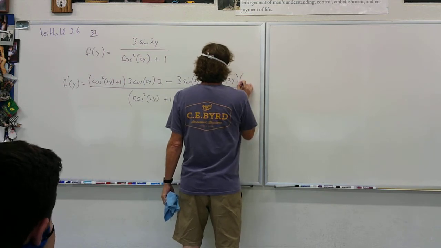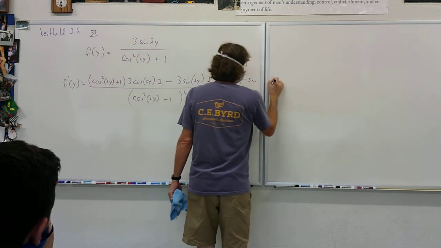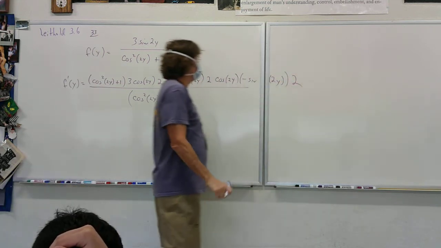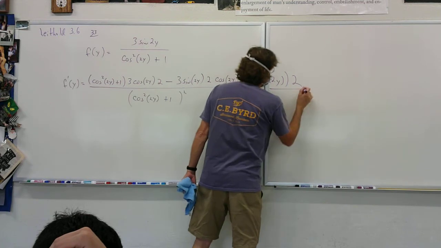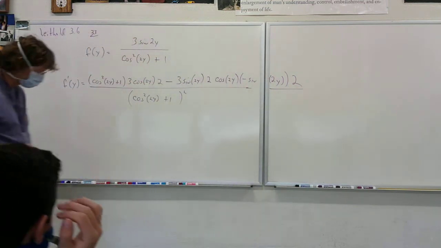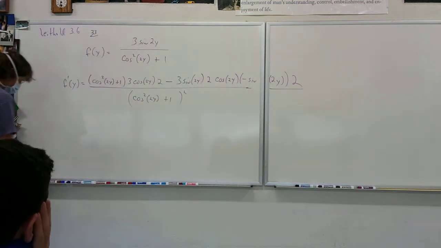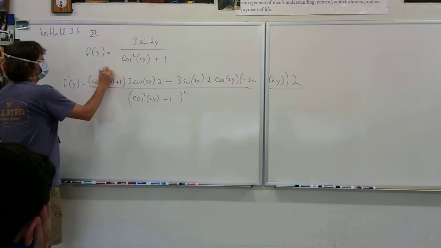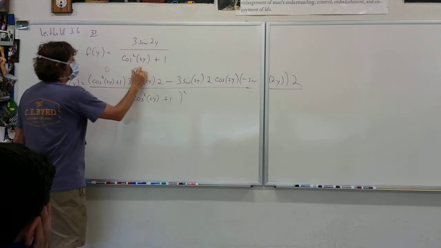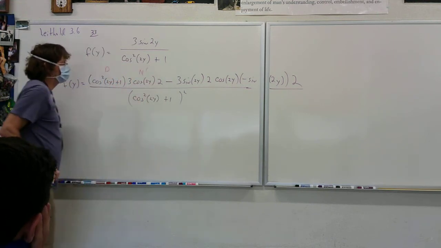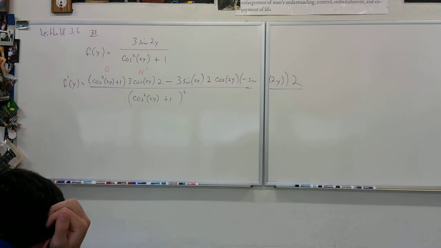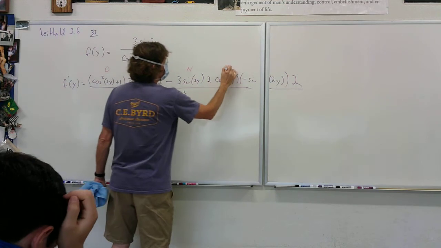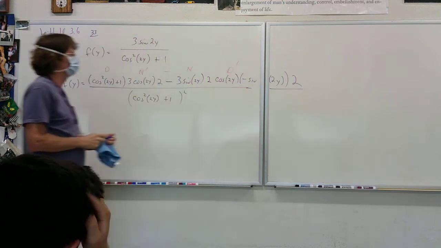Negative sine 2y times another 2. Don't forget the 2 out there on the end. Okay. We're going to do a little helpful stuff here. Okay. There's our denominator. There's the derivative of our numerator. Okay. Minus, there's our numerator, and then this is the derivative of the denominator.